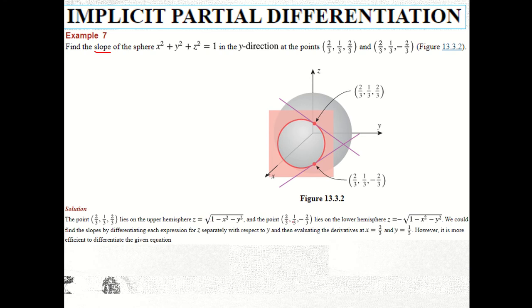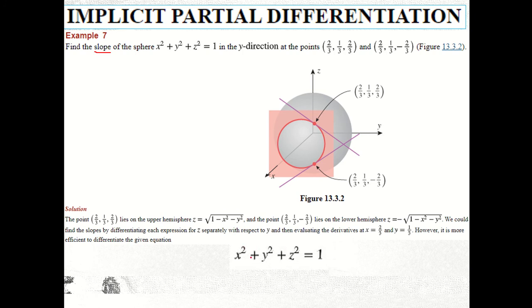And this other point lies on the lower hemisphere. The lower hemisphere of the sphere is given by this equation, z equal to the negative square root of 1 minus x squared minus y squared. So we could find the slope by differentiating each of these expressions for z separately with respect to y, and then evaluating the derivative at x equal to 2/3 and y equal to 1/3.